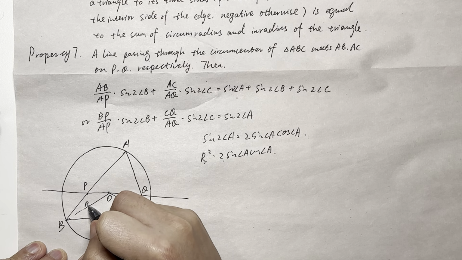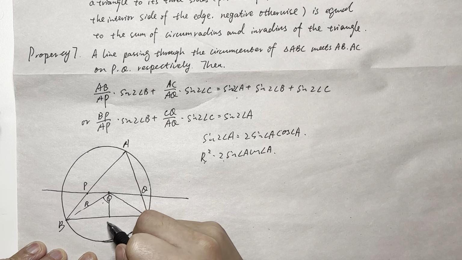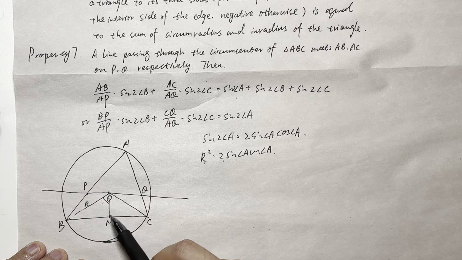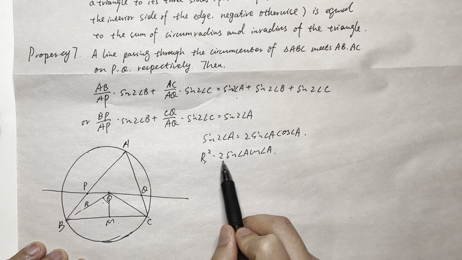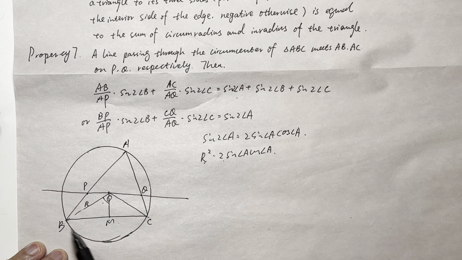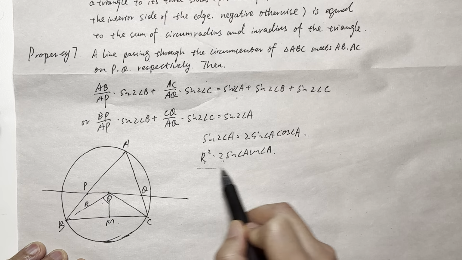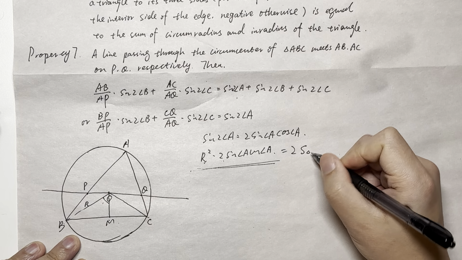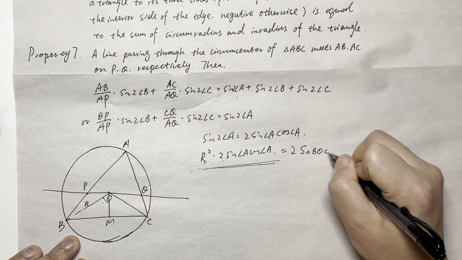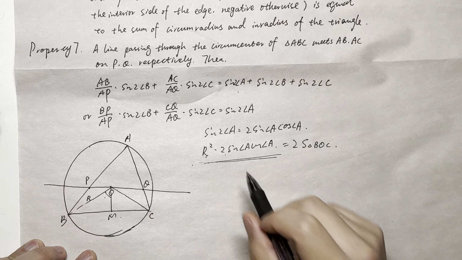This is R. This is angle A. Let's call this M. So angle BOM is angle A. So R times sine A is BM, right? Twice R sine A, that is BC, and R times cosine A is OM, which means for this one we got twice the area of triangle BOC, right? So let's just use this one.